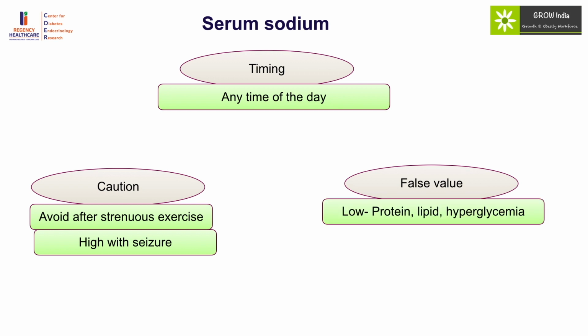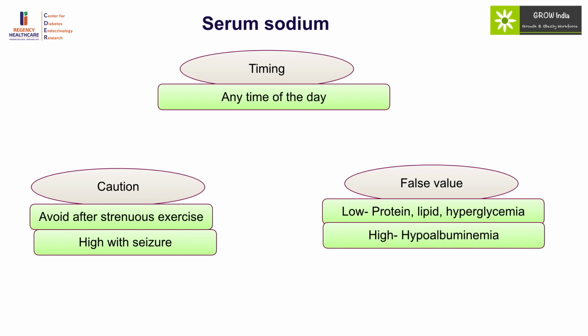Values may be false, particularly hyponatremia is observed in the setting of increased protein, lipid or hyperglycemia. However, use of ion selective electrodes is associated with normal sodium levels in the setting of hyperproteinemia or dyslipidemia. Hyperglycemia still will result in coming out of water from the cells, causing dilution, and for every 100 milligram per dl or 5.5 millimoles per liter increase in blood glucose, we need to correct the sodium levels by 1.6 millimoles per liter. High or pseudohyponatremia may be described in the setting of hypoalbuminemia.